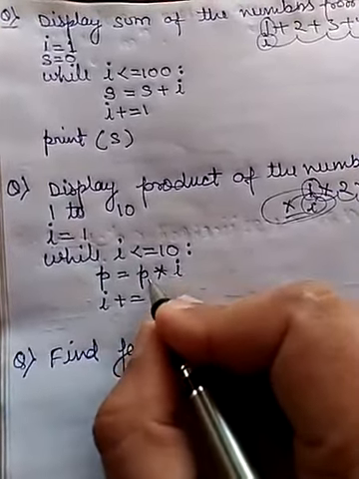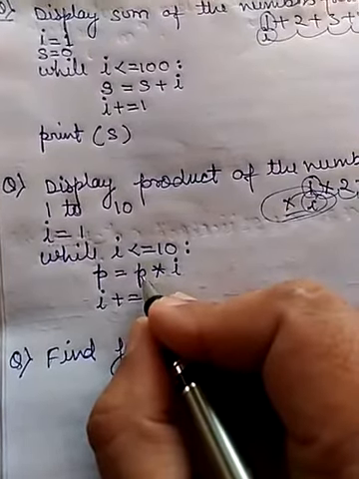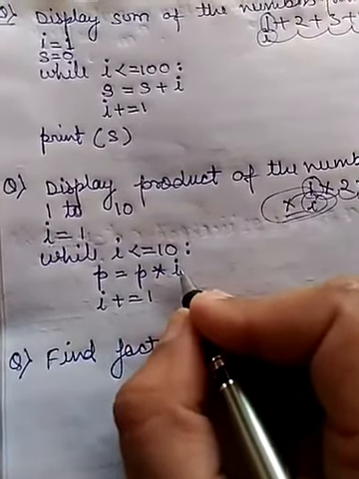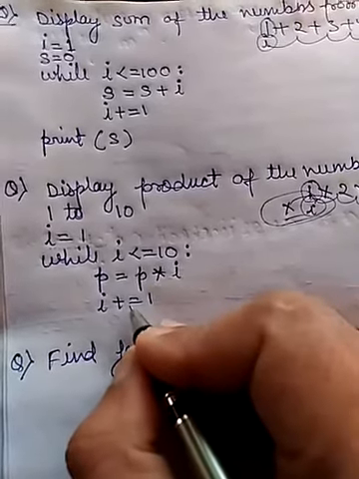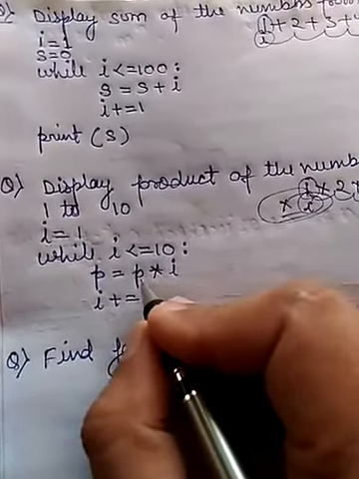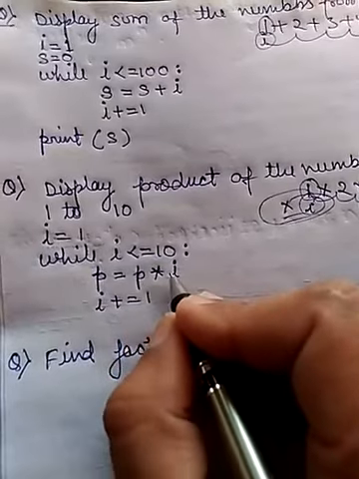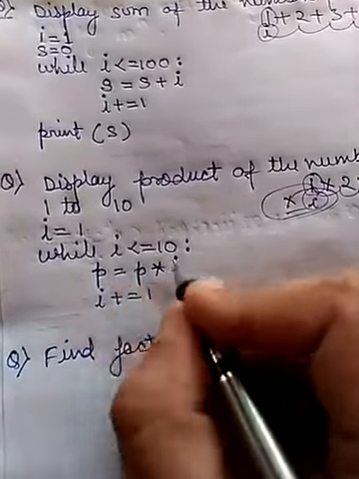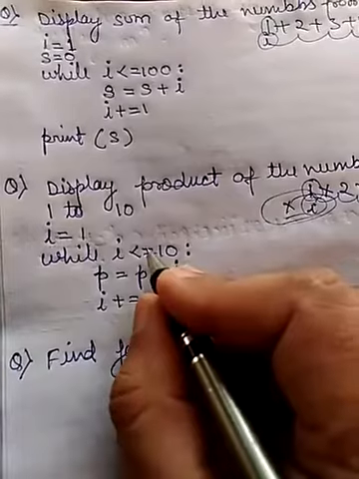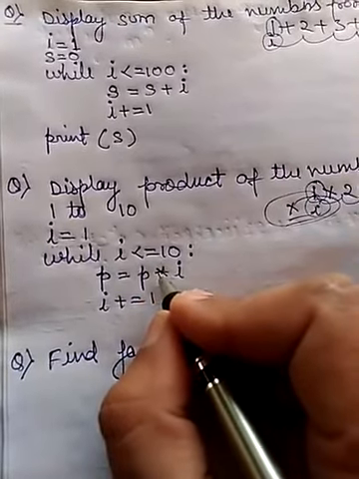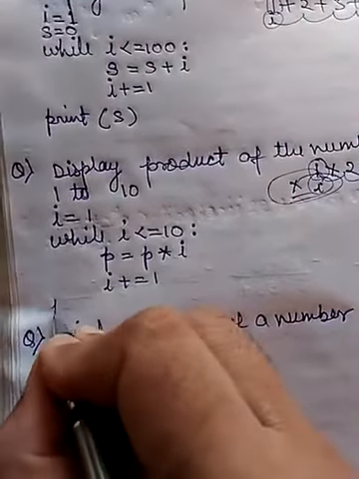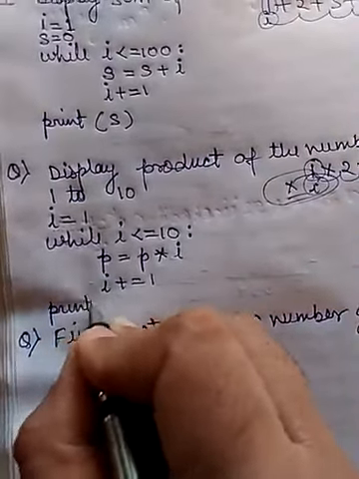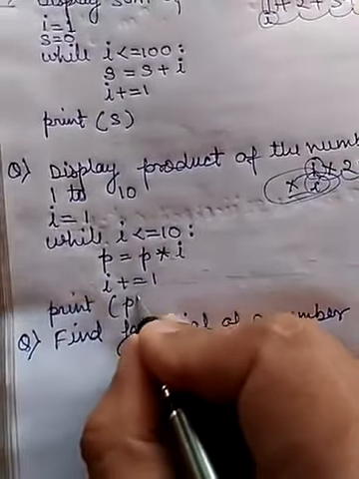So here product equals product into 2. The previous product was 1, so 1 into 2 is 2. Now the value of I becomes 3, and the previous product was 2, so 2 into 3 is 6. In this way it will continue for 10 iterations, and after that we need to display the product. So in this indent, after the loop, we are writing print product.